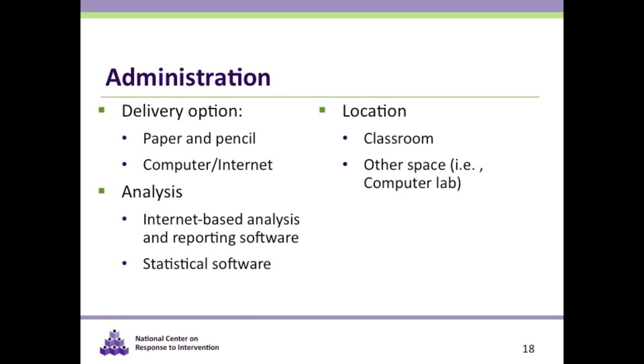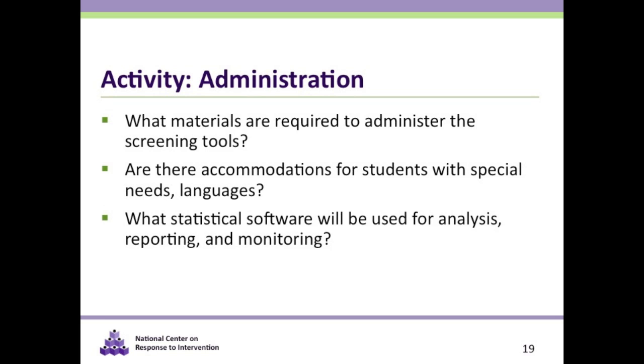There are 3 main areas of focus regarding the logistics of administering a screener. You may need to consider the delivery options, the tools required for analysis, and the location where the screener can be administered. Think about your own school or district or the school in the case study and answer the questions in Section 6. What do you need for administration of screening? Consider, what materials are required for administering the screening tool? Are there different accommodations for students with special needs or who are learning the language? What statistical software will be used for analysis, reporting, and monitoring? Pause the webinar to answer the questions and resume once you've completed this section.